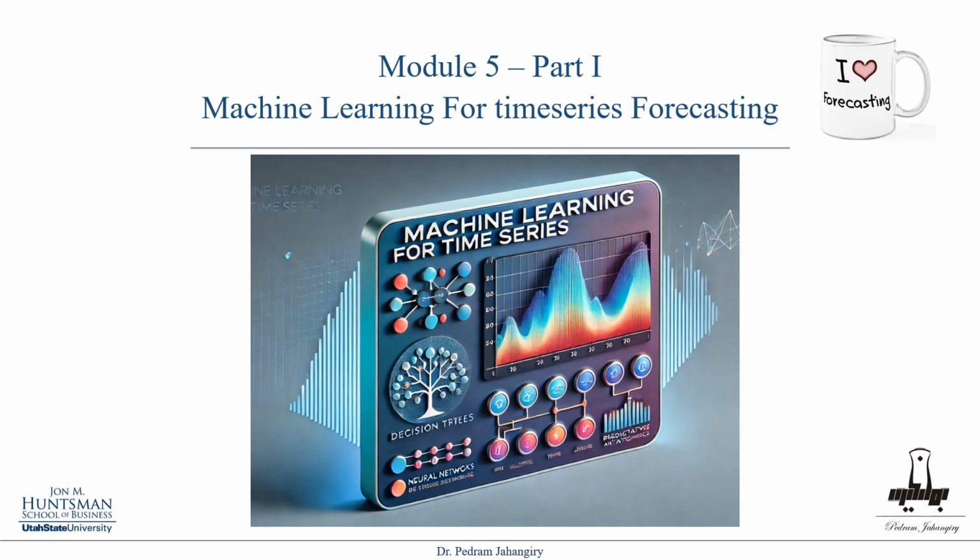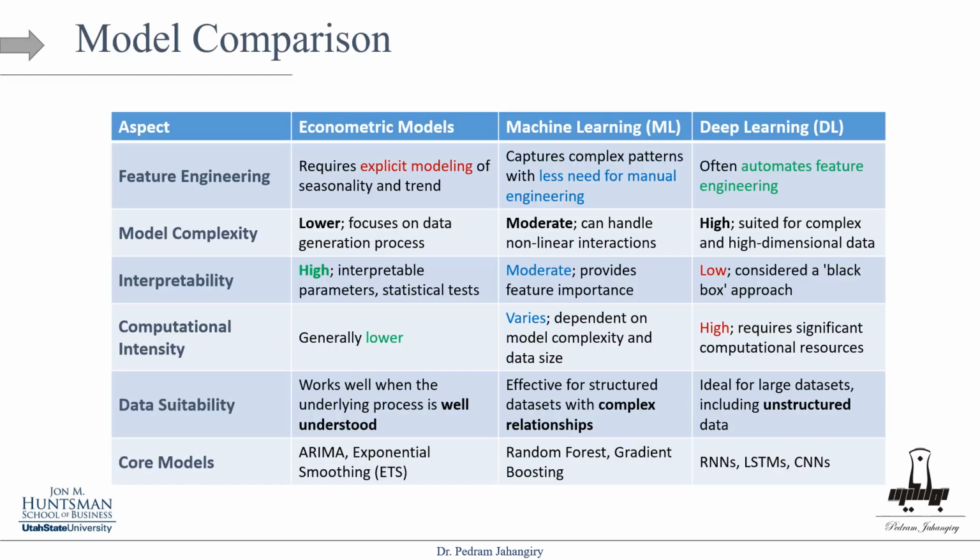Module 5, Part 1, Machine Learning for Time Series Forecasting Basics. Let's start with model comparison. You have seen this slide in our module number 1 when I was comparing econometrics models versus machine learning models versus deep learning models at a high level for a time series task. But here, I want to specifically focus on these two, namely econometrics and machine learning, especially because you have watched module 3 and 4, you're quite familiar with ETS and ARIMA models in general, so you should have a better understanding when you look at this table now.